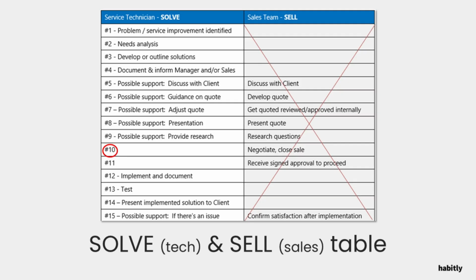Next, you're responsible for managing the negotiation process. This is number 10 on the chart. This is one of 2 activities that were 100% delegated to the salesperson. Don't worry about it. You do not have to sell. Your duty is to present your quote and answer questions.